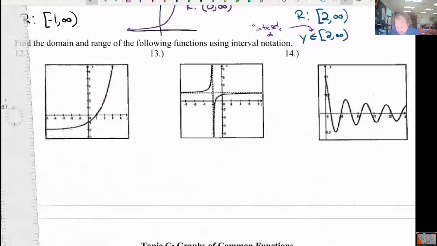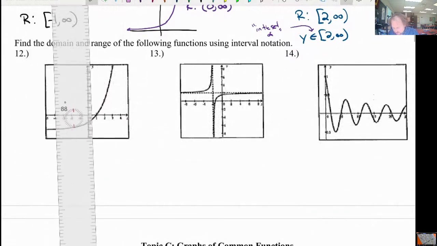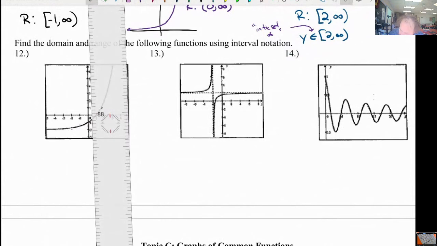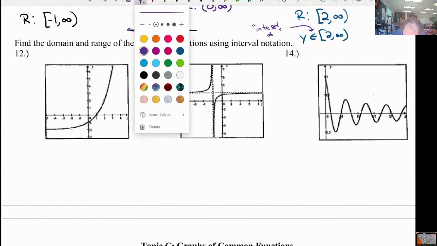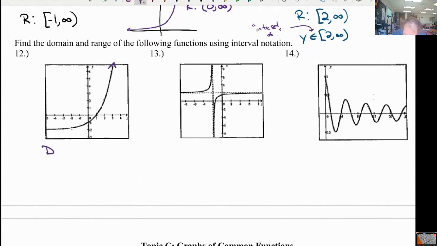So for number 12, when we scan it from left to right, we touch everything and we never stop. Looks kind of like we stop right there, but we don't. This graph keeps going on forever like this. So the domain in this problem is all real numbers, or if you want to use interval notation, negative infinity to positive infinity.